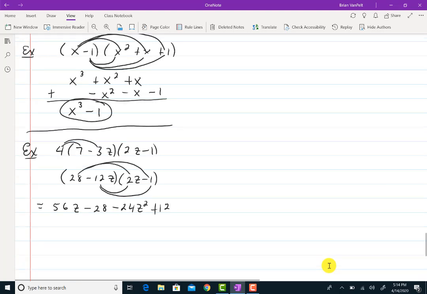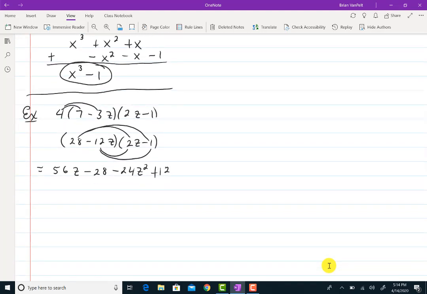Now, do I have anything to combine? I do have the negative 28 and the 12. And like I said, I usually put the highest power first. But the negative 28 and the positive 12 give me a negative 16. It looks like I have plus 56z minus 16. So let me check that out. I think I may have made a mistake. Let me check.